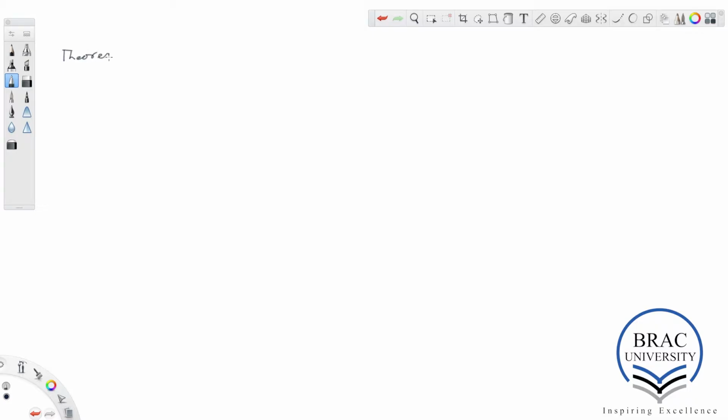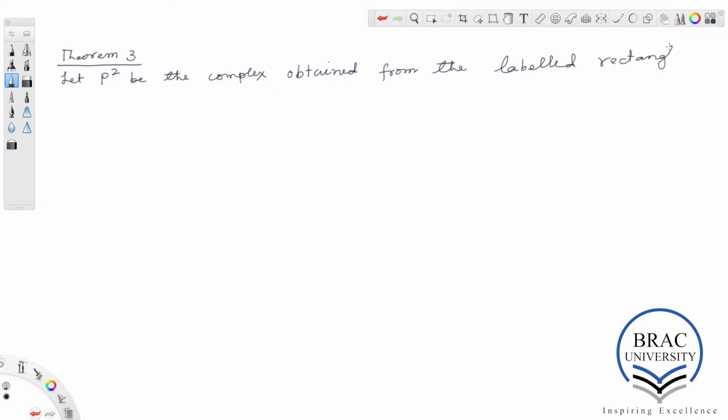Theorem 3. Let P2 be the complex obtained from the labeled rectangle pictured below.